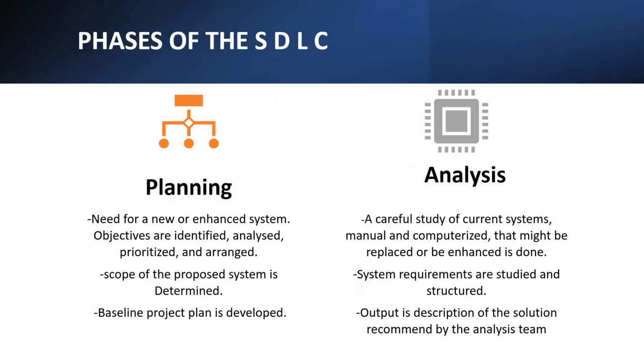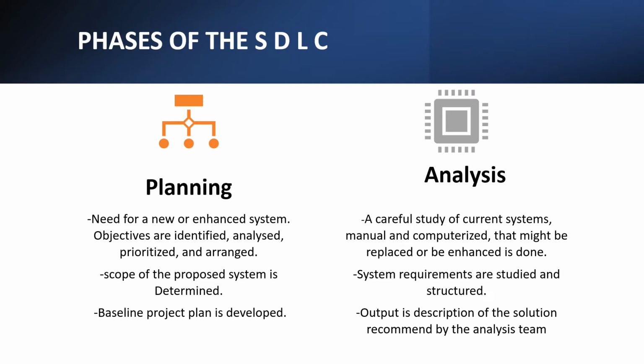Start off with planning. As we all know, when you start planning something, this is where you first identify the need for a new or an enhanced system. Why do you need to develop a new system? You identify the objectives, you analyze, prioritize, and arrange the objectives. At this stage, the scope of the proposed system is determined. The baseline project plan is also developed.